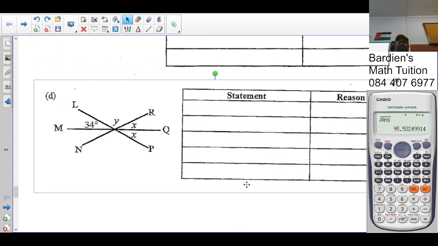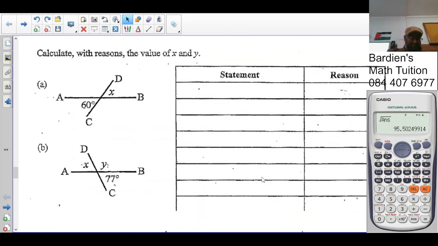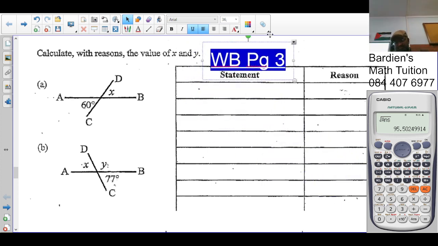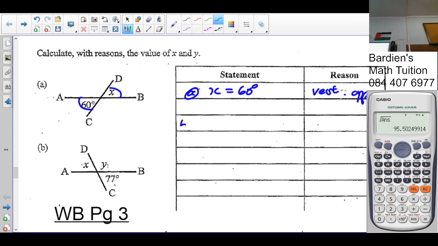Okay. So I'm going to do the first one. Remember, this is workbook, page 3. So I'm going to work out the first one. What is x equal to? 60 degrees. Why is x 60? Vertically opposite. You all agree with that? You all understand? x equals 60, vertically opposite angles. Okay? Write B quickly.